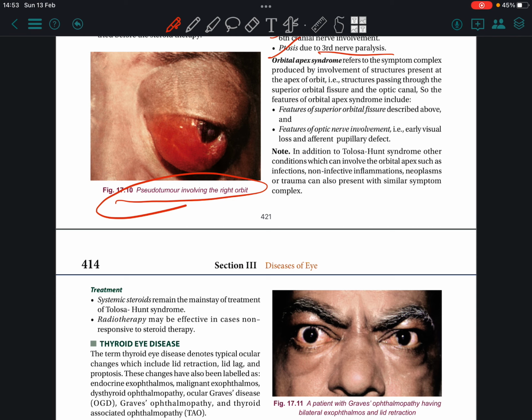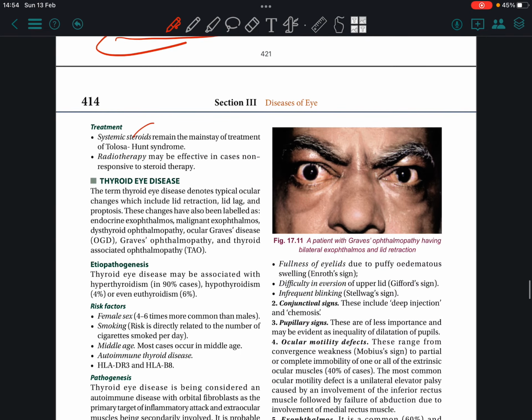Orbital apex syndrome refers to the symptom complex produced by involvement of structures present at the apex of the orbit, which are the structures passing through the superior orbital fissure and optic canal. So the features of orbital apex syndrome include features of superior orbital fissure syndrome plus features of optic nerve involvement. Treatment: steroids, radiotherapy.